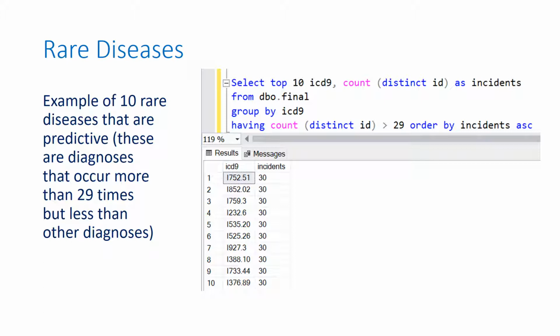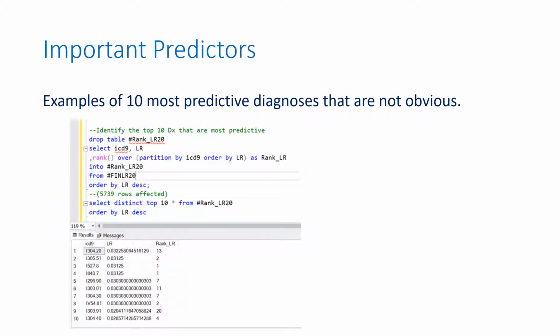Examples of 10 rare diseases that are predictive. These are diagnoses that occur more than 29 times but less than other diagnoses. These are examples of 10 most predictive diagnoses that are not obvious.